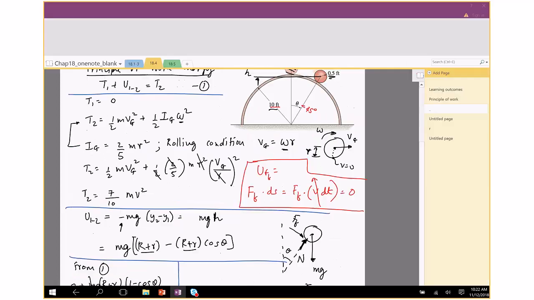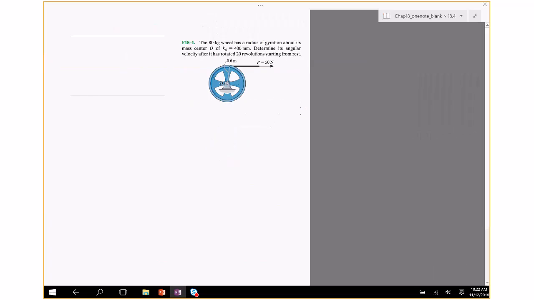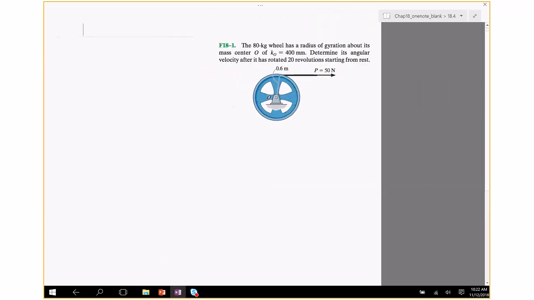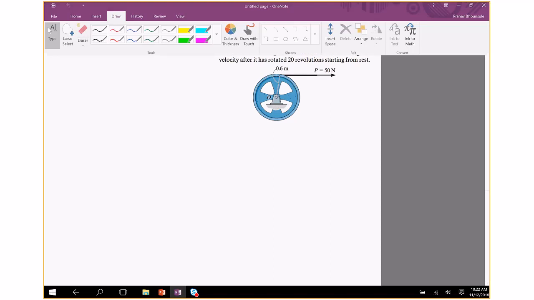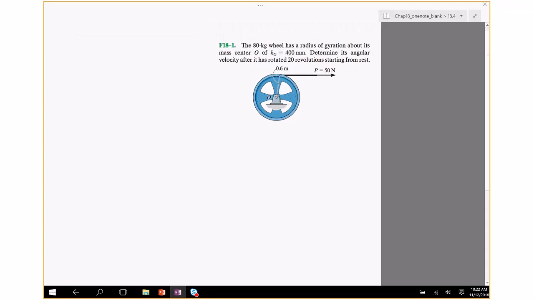Okay, let's see if you can do this problem. That 80 kg wheel has a radius of gyration about center of mass of 0.4 meters. Determine its angular velocity after it has rotated 20 revolutions starting from rest. So you're given the displacement here, 20 revolutions starting from rest.